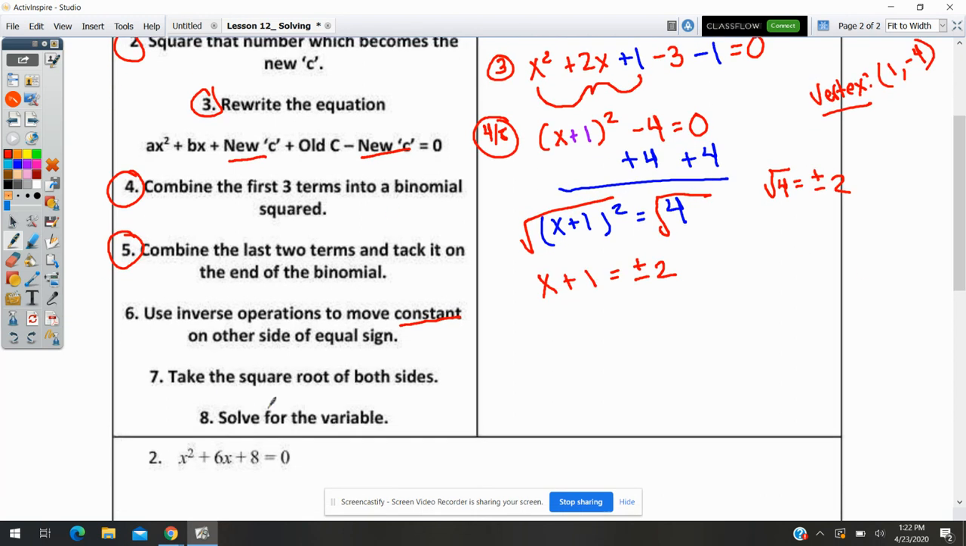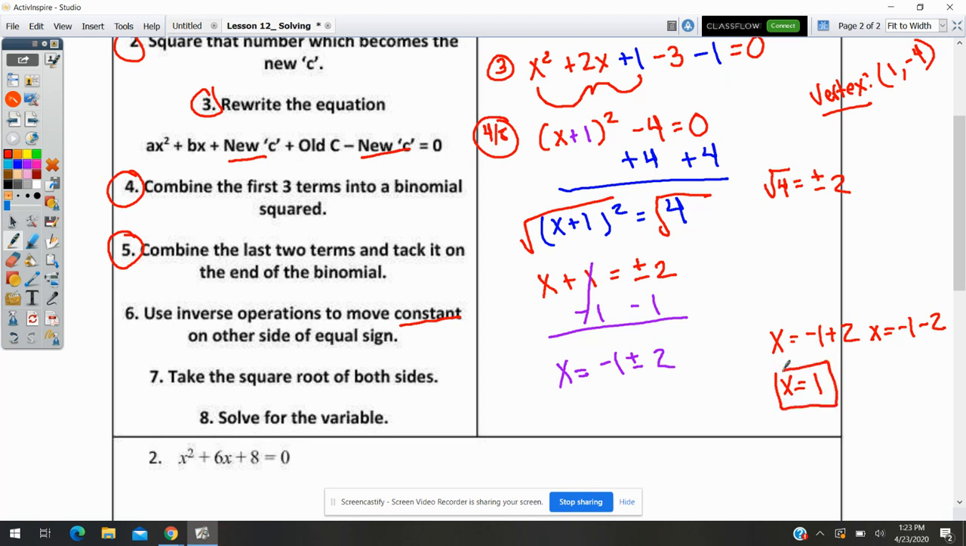Okay, so now we're going to solve for x. What I can do now is subtract 1 on both sides. And here we get x equals negative 1 plus and minus 2. So we could break this down into our 2 solutions. One answer is x equals negative 1 plus 2, and the other is x equals negative 1 minus 2. So negative 1 plus 2 is 1. That's one solution. And the other solution, we actually have numbers, not square roots this time, and negative 1 minus 2 is negative 3.